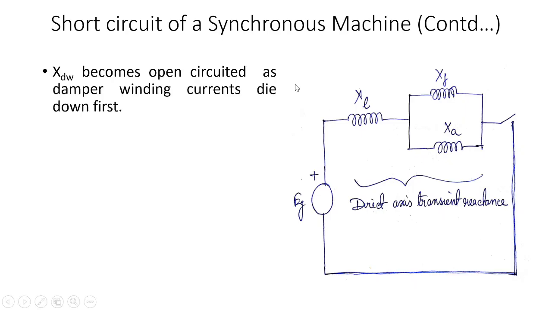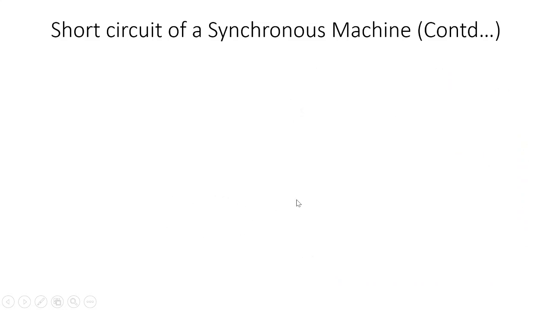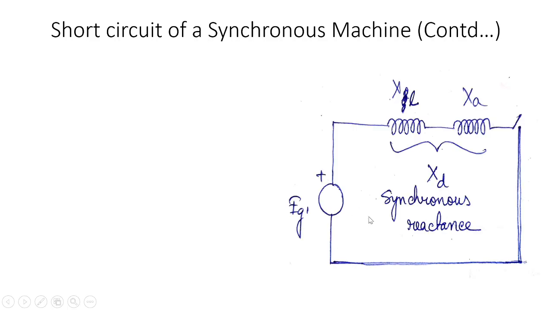Then we have the transient reactance, which is XD dash, which is equal to XL plus the parallel combination of XF and XA. So XD dash is equal to XL plus the parallel combination of XA and XF. Then we have the synchronous reactance, that is the steady state reactance.